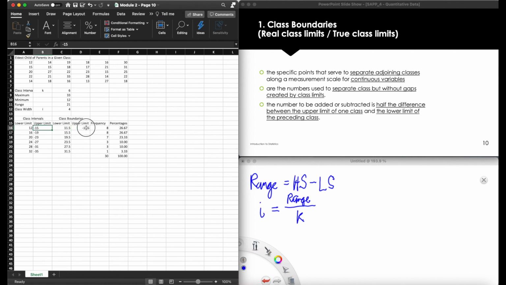Actually, this is a line. I meant this is a line. And then there. So we have now the class intervals and class boundaries. Okay, so the class boundaries fill the gap. It fills the gap. Okay, so that's for the class boundaries.